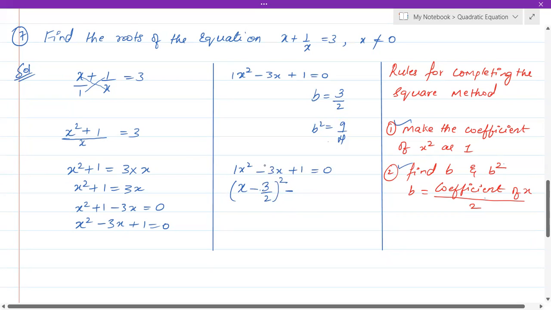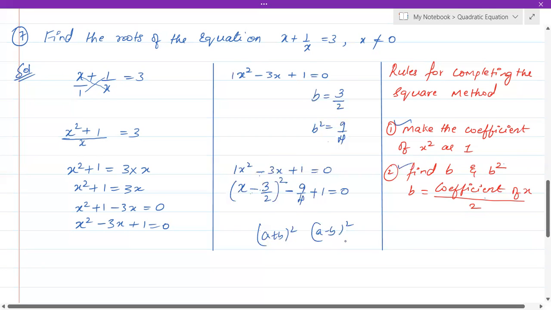Inside the bracket, whatever sign was there, we retain that itself. If it is minus, we'll write minus. If it is plus, we'll write plus. But outside the bracket, it is always minus. Remember that. And the b square value is 9 by 4. After that, the last term, the c value 1, as it is. This is the next step. Actually, what we are trying to do is get it in the form of a plus b whole square or a minus b whole square.